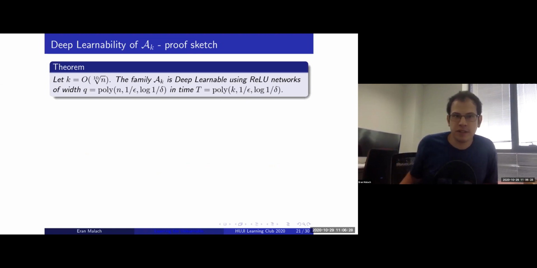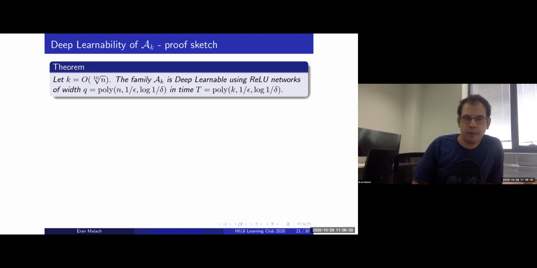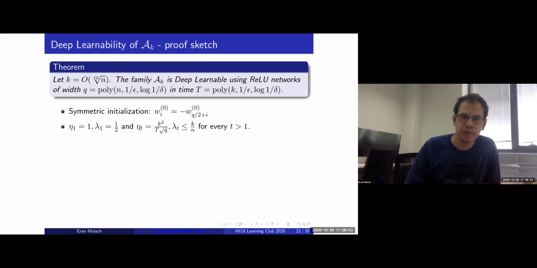So there are two parts to this result. The first part is the positive part, where we show that for certain values of k, this family is deep learnable using ReLU networks with polynomial width and polynomial runtime. This means that gradient descent will be able to find a solution to the problem defined by this distribution family.